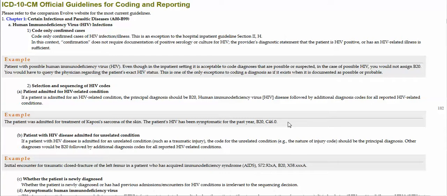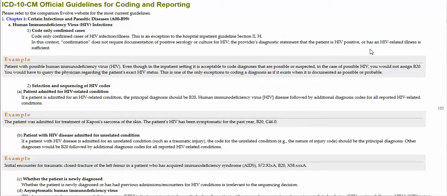So what does it say? It says code only confirmed cases of HIV infection or illness. This is an exception to the hospital guidelines section 2H. In this context, confirmation does not require documentation of positive serology or culture for HIV. The provider's diagnostic statement that the patient is HIV positive or has an HIV-related illness is sufficient.